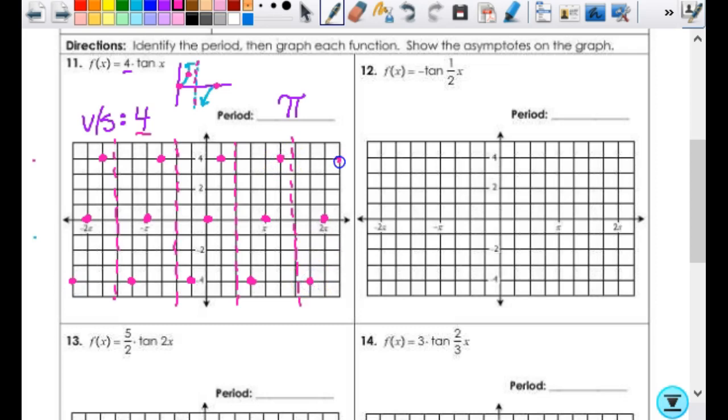So the good thing about these is that they're very symmetric and it's very repetitive. So if you can follow the pattern and looking at that little parent function, you can get these done with no problem.